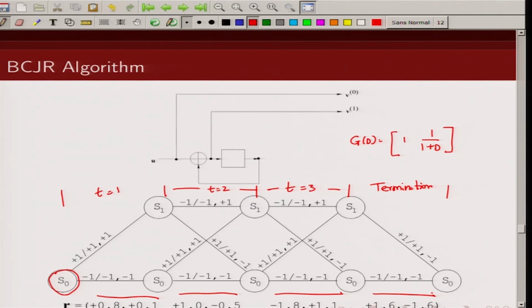Please note, given this received sequence, I am interested in estimating what was the information bit that was transmitted at time t equal to 1, what was the information bit that was transmitted at time t equal to 2, what was the information bit that was transmitted at time t equal to 3.